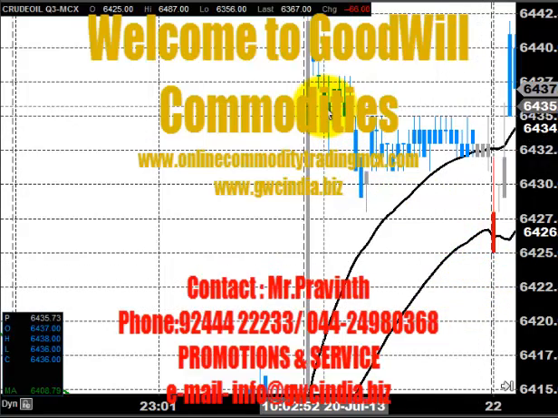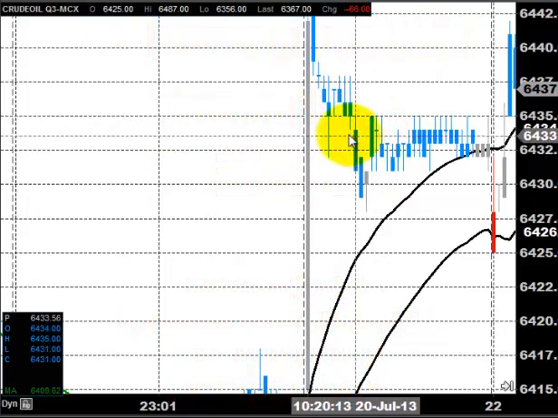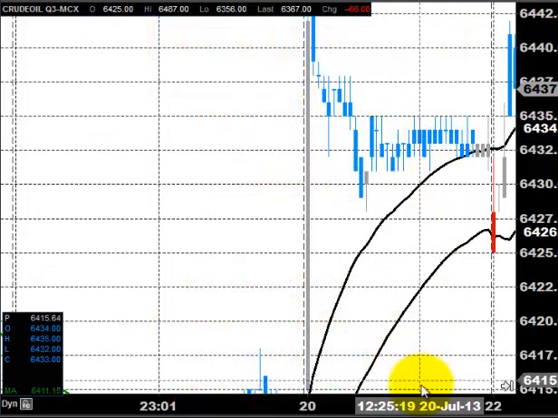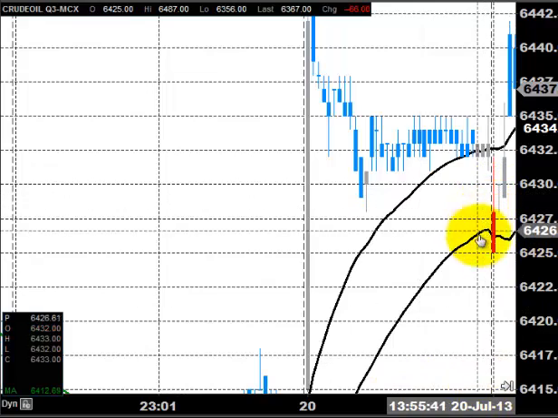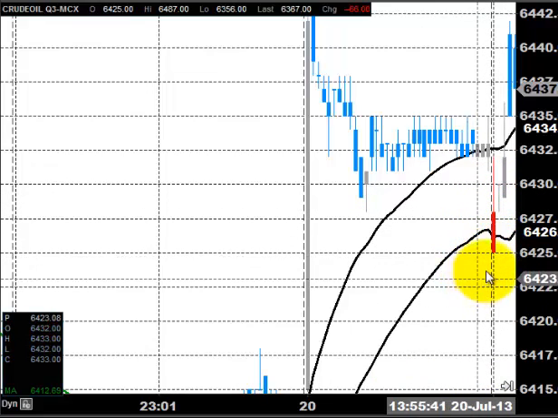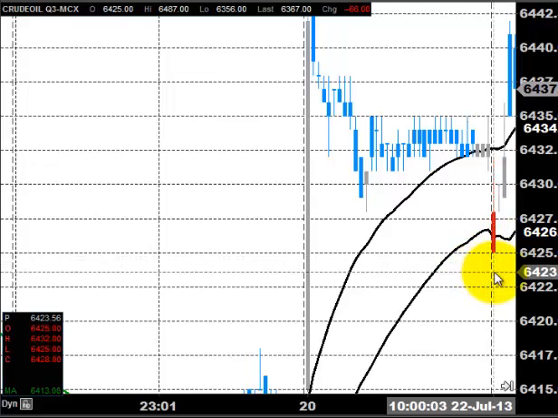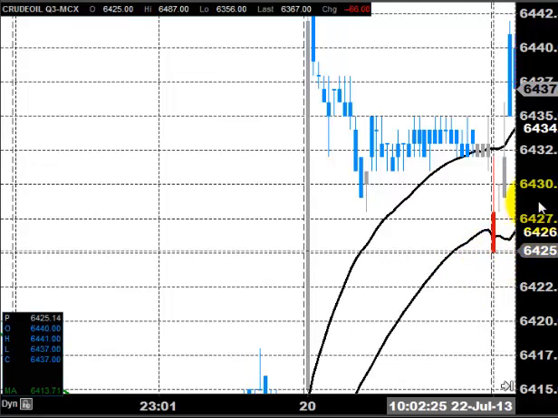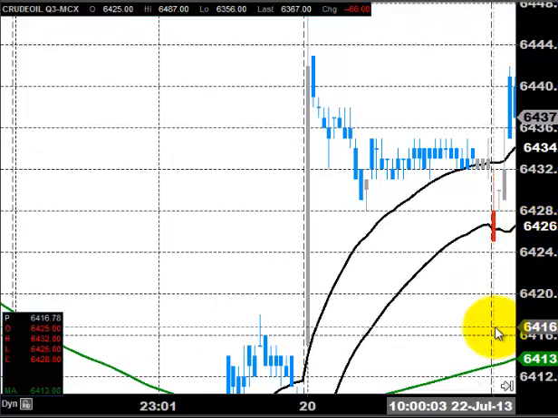As you all know, whenever I place the cursor on any particular candlestick, you can see the date and time below. These red color candlesticks indicate yesterday's market price opening, which shows that the market opened somewhere around 6425. And I want to refresh our rules.